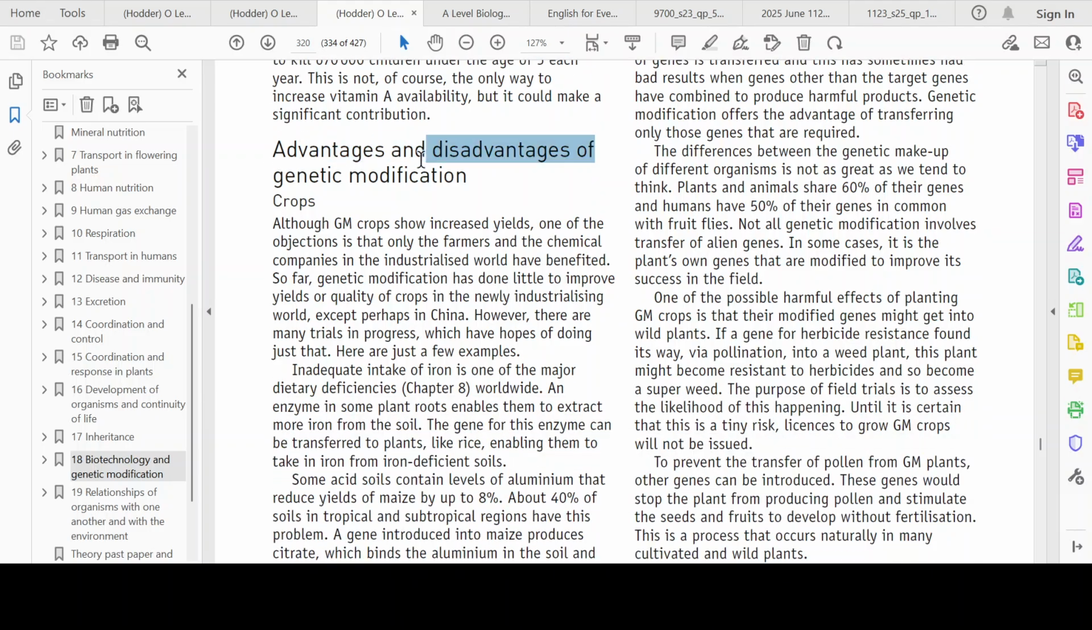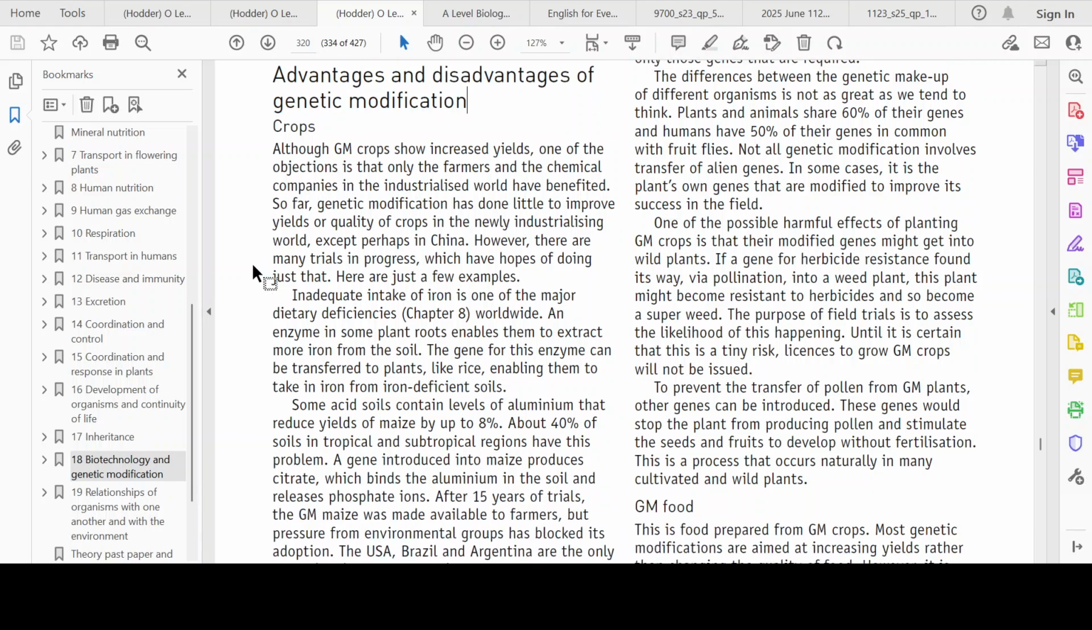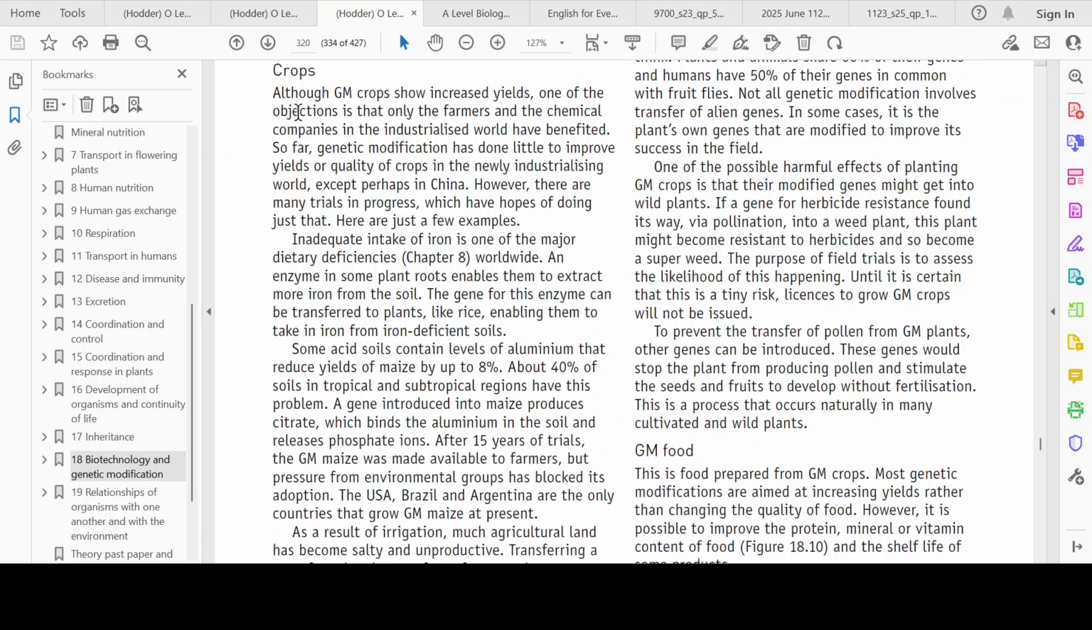So then we talk about advantages and disadvantages of genetic modification. So in terms of crops, one objection is that only the farmers and the chemical companies in the industrialized world have benefited. So the developing world, the so-called third world countries, don't have access to this. So that's a problem, except for China. And many trials are being done.